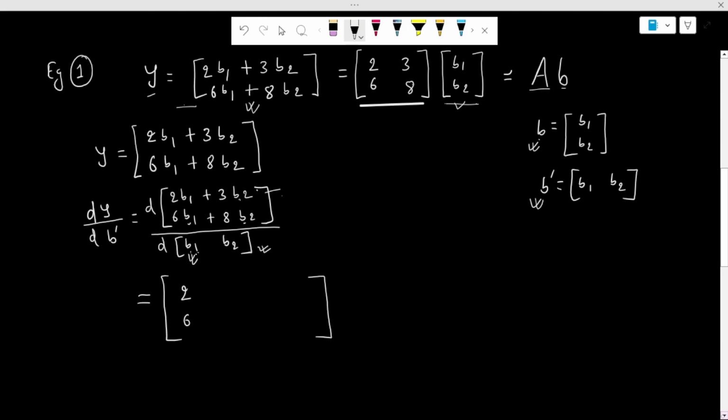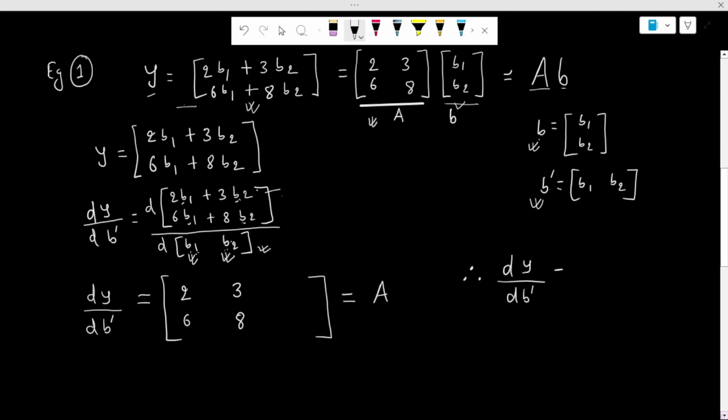Now let us take the derivative of these two equations with respect to beta2 and write the coefficients in the second column. Here we don't have beta2, here we have beta2, and the derivative of 3 beta2 with respect to beta2 is simply 3, and similarly for the second equation. So the derivative of y with respect to beta transpose, we get it as 2, 6, 3, 8, and if we compare it with our initial expression, where we supposed this to be A and this to be vector B, the result is simply A.